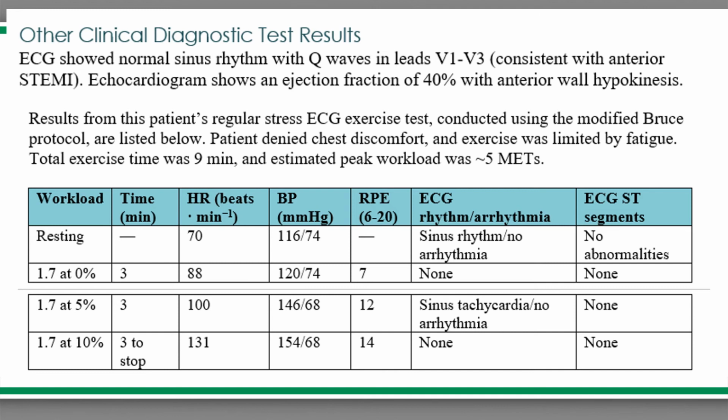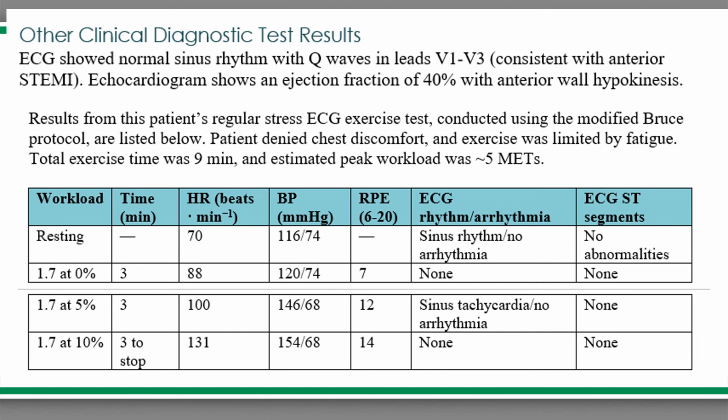The rate pressure product is heart rate times the systolic blood pressure, and that's an indication of myocardial oxygen uptake. If we measure the 70 times the 116, move to 88 times 122, and so forth all the way up, we find that she has a normal increase in her rate pressure product. The normal range for maximum exercise is between 25,000 to 40,000 millimeters of mercury per beat per minute.